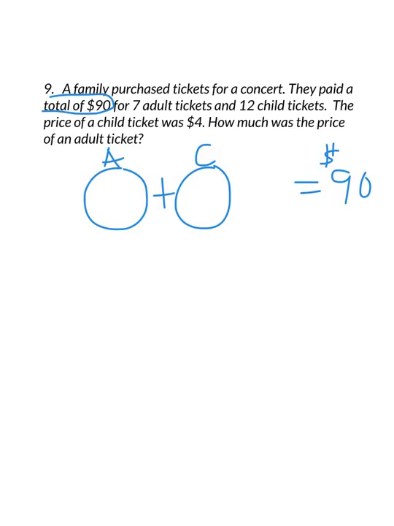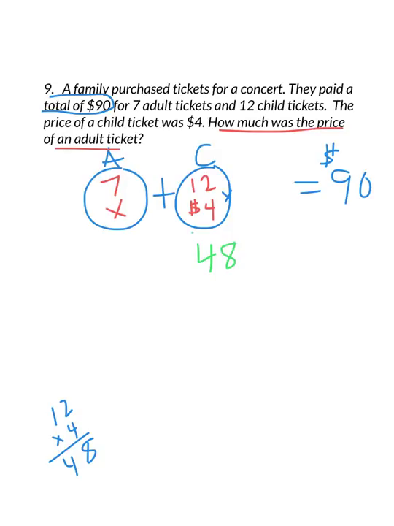So what do we know? Okay, we bought 7 adult tickets and we bought 12 child tickets. And the price of the child tickets was $4. And we don't know the price of the adult ticket, so there's our x. They're asking how much was the adult ticket? Well, we know that if we bought 12 child tickets at $4 each, that would be 12 times 4. And 12 times 4, if I did my work over here, would be $48. So this is going to be $48 right here.